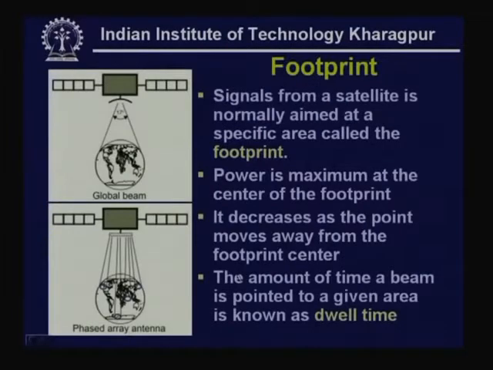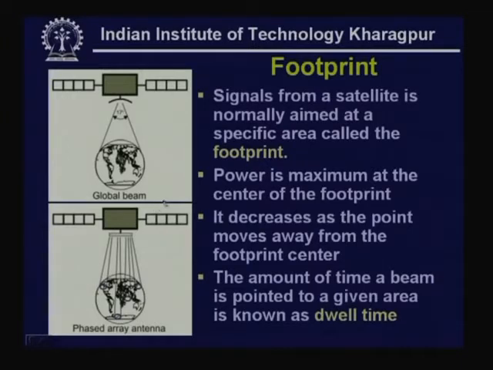And so far as the footprint is concerned, signals from a satellite are normally aimed at a specific area called the footprint. So, here as you can see, a satellite is covering a very large area in this particular case. So, it can cover a very large area, and power is maximum at the center of the footprint. Obviously, the power will be maximum here in the central part, and as you go towards both sides, it will decrease. That means it decreases as the point moves away from the center of the footprint.